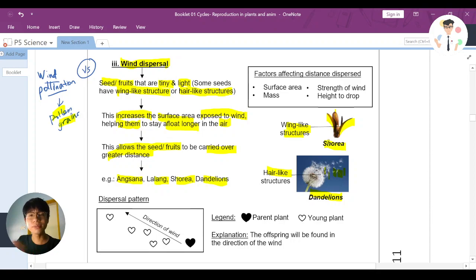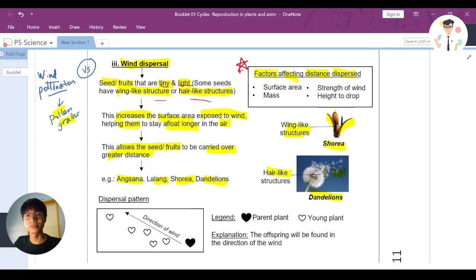Now, something that's very important to take note of is also the factors that are affecting the distance of dispersal. Something to take note, these are all important. So the first one is the surface area. The bigger the surface area, the greater the distance that it can travel. Mass, as you know, if it's too heavy, then it is likely to drop, right? Strength of the wind, if the wind blows strongly, it will go further.